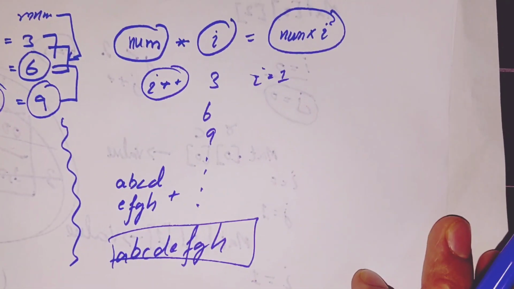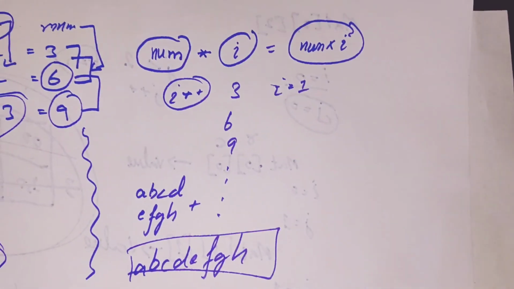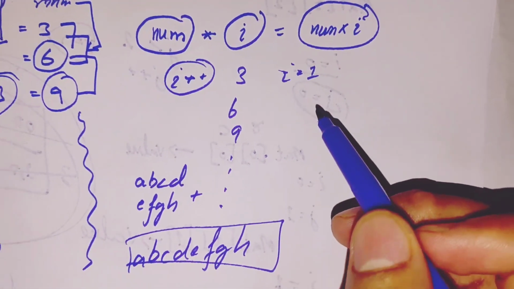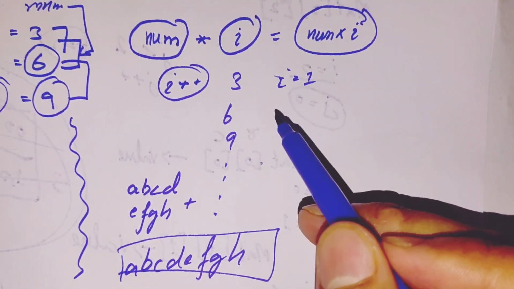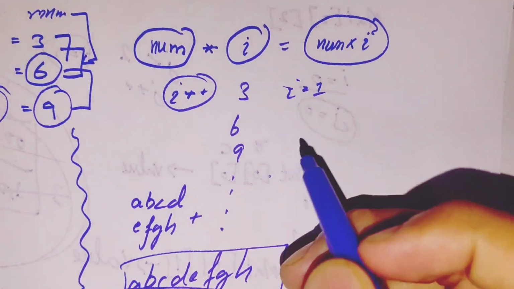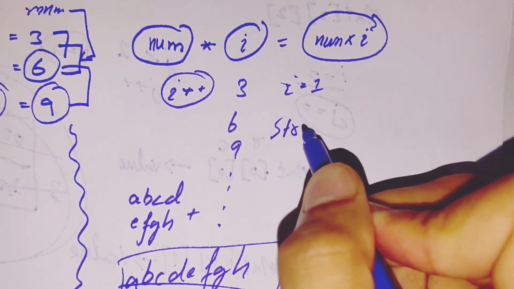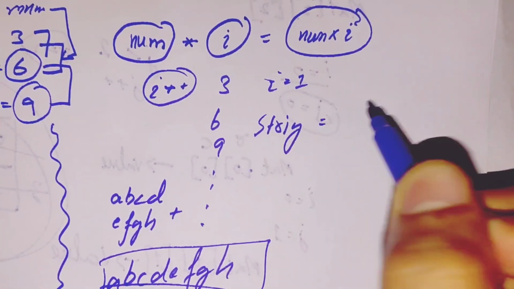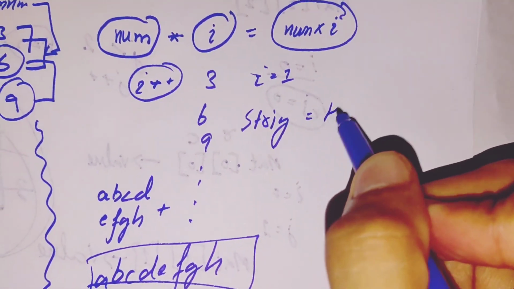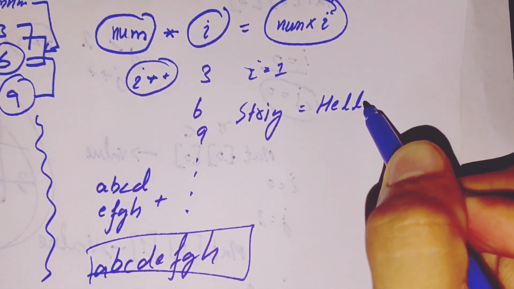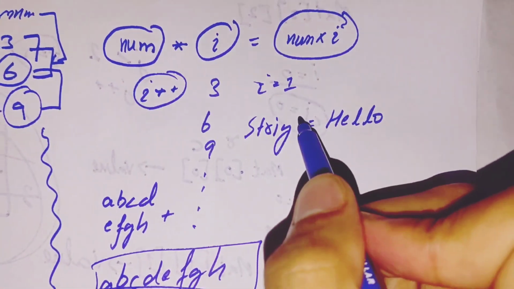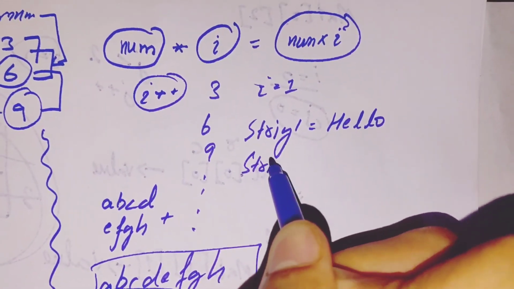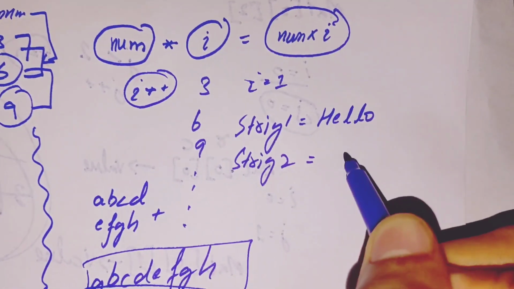So what can we do as our approach? First of all, we can declare, initialize, or take input for string 1. So we will say that string 1 is equal to, let's say, hello. And string 2 is equal to world.